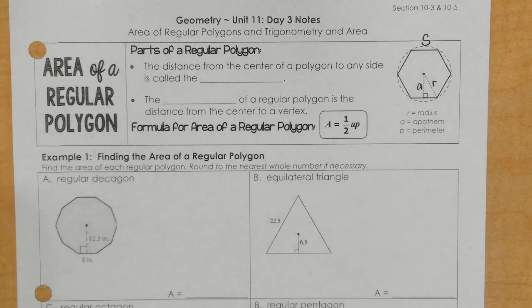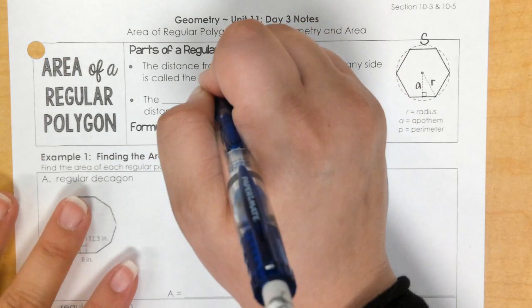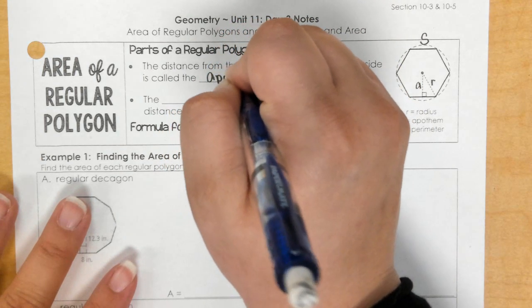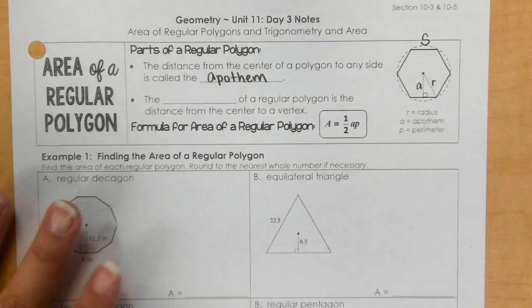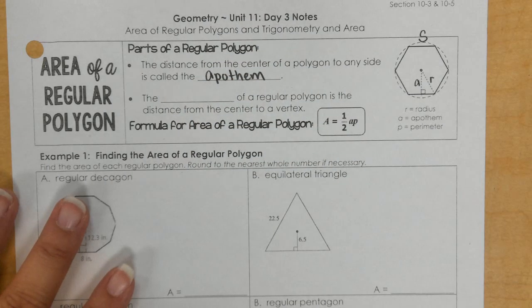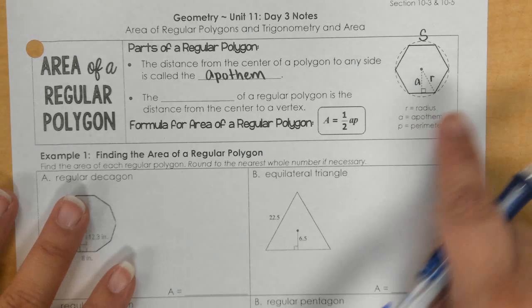Okay. So for the first part, the distance from the center of a polygon to any side is called the apothem. The blank of a regular polygon is the distance from the center to a vertex. So that was the radius.